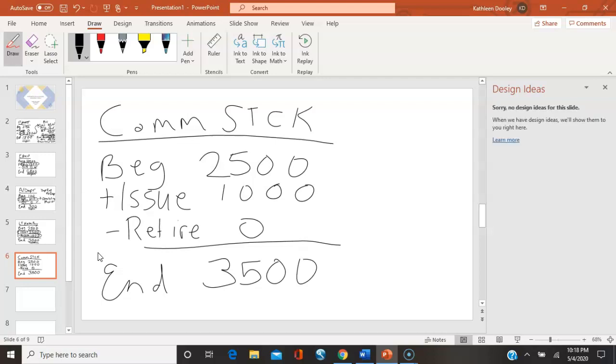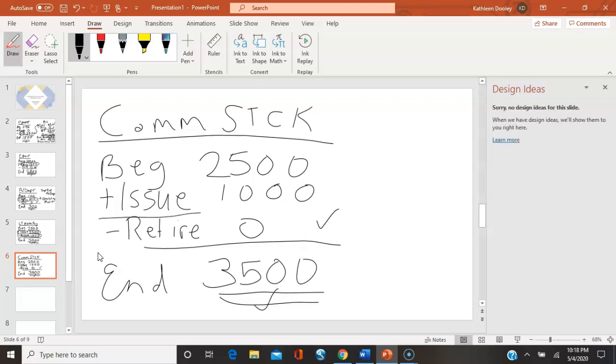And we know that we did issue stock. It didn't tell us how much in the additional information, but we know how much it is now. 2,500 plus 1,000 does equal 3,500. So I can check that off, and I can check off anything that has a zero.